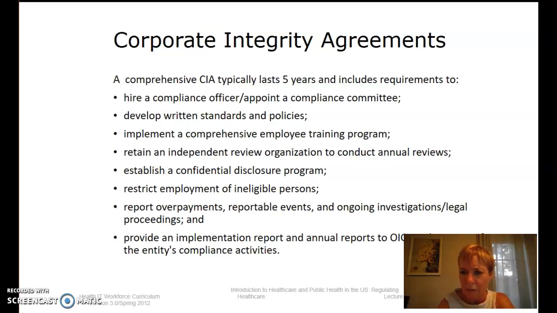So if I have a concern that something isn't quite right, I can report it confidentially without fear of retaliation. You can restrict employment of ineligible persons. You can report overpayments or reportable events, etc. But those are part of your integrity agreement.